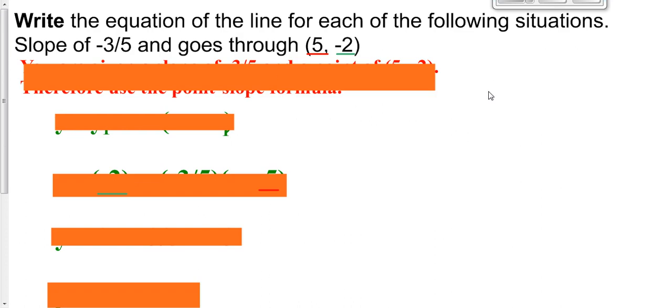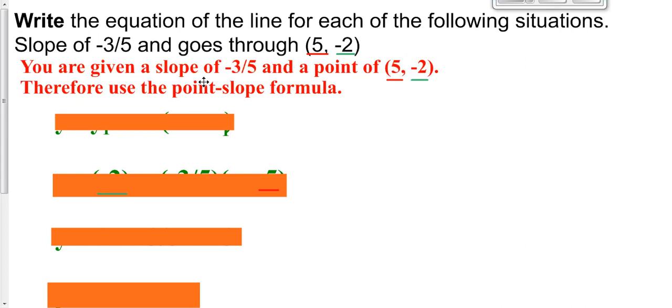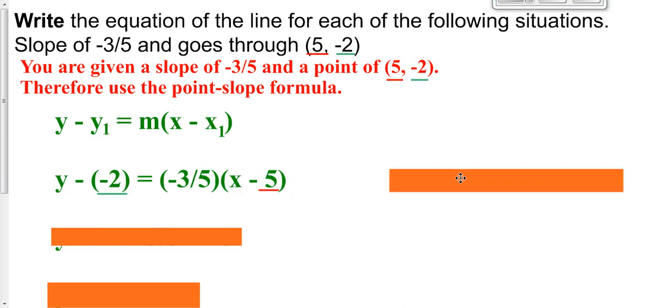So here we want to go ahead and find the equation of a line that has a slope of -3/5 and a point. Since you're given a point and a slope, we're going to want to use your point slope formula. So here's your point slope formula. We need to plug in our slope right here for m. So put -3/5 in front of the parentheses.